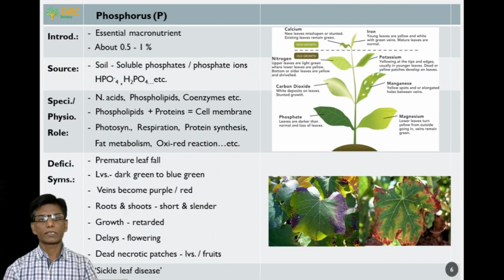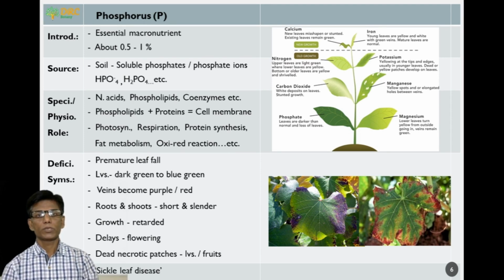Phosphorus is an essential macroelement or macronutrient. In the plant body, the amount of phosphorus is about 0.5 to 1% only. The source of phosphorus is soil, meaning it is absorbed from the soil. In the soil, it is present in the form of soluble phosphates or phosphate ions like phosphoric acid, dihydrogen phosphates, etc. Now we will see the functions of phosphorus.